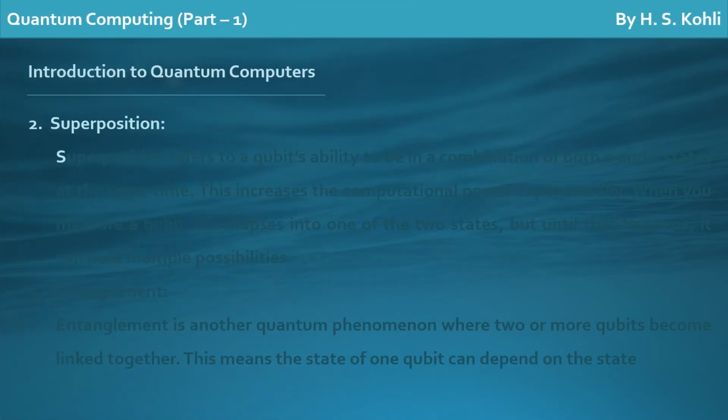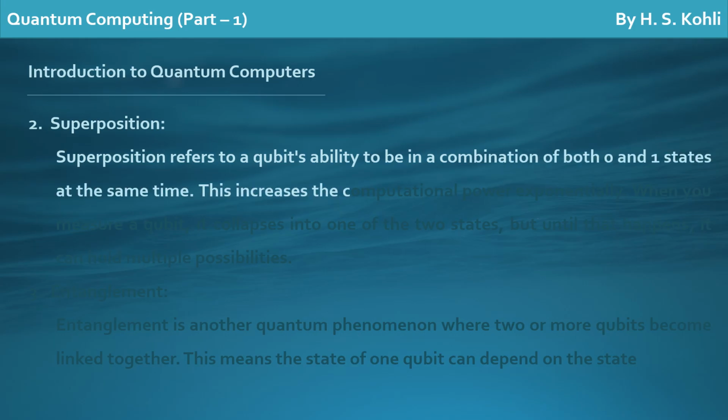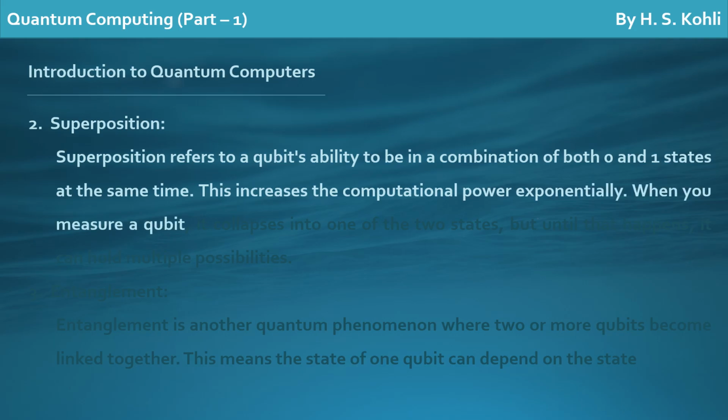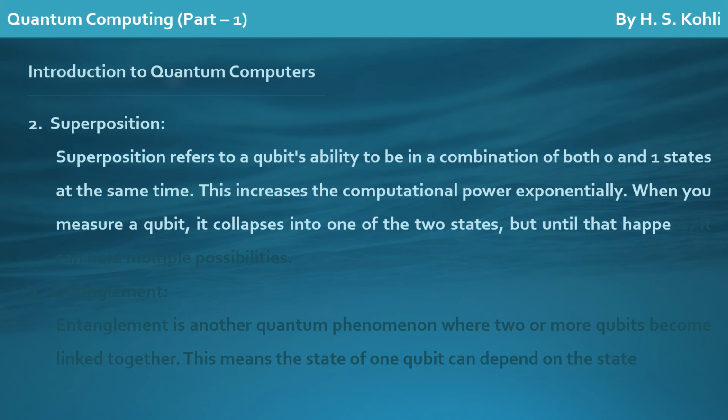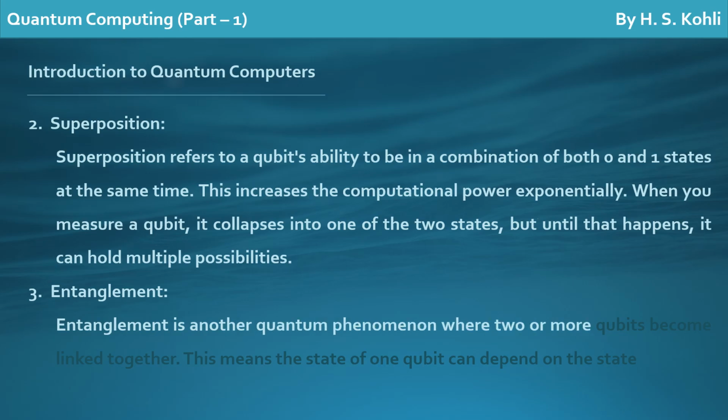2. Superposition. Superposition refers to a qubit's ability to be in a combination of both 0 and 1 states at the same time. This increases the computational power exponentially. When you measure a qubit, it collapses into one of the two states, but until that happens, it can hold multiple possibilities.